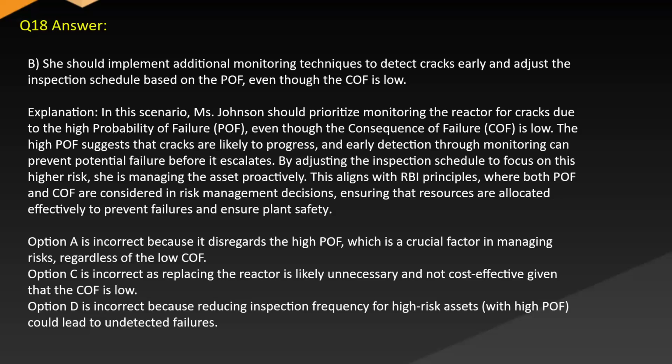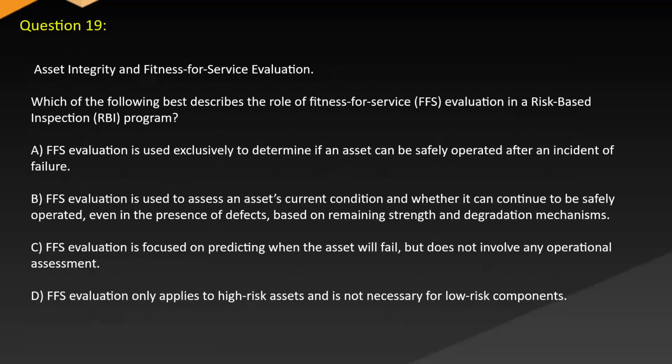Option A is incorrect because it disregards the high POF, which is a crucial factor in managing risks, regardless of the low COF. Option C is incorrect as replacing the reactor is likely unnecessary and not cost-effective given that the COF is low. Option D is incorrect because reducing inspection frequency for high-risk assets with high POF could lead to undetected failures. Question 19. Asset integrity and fitness for service evaluation.